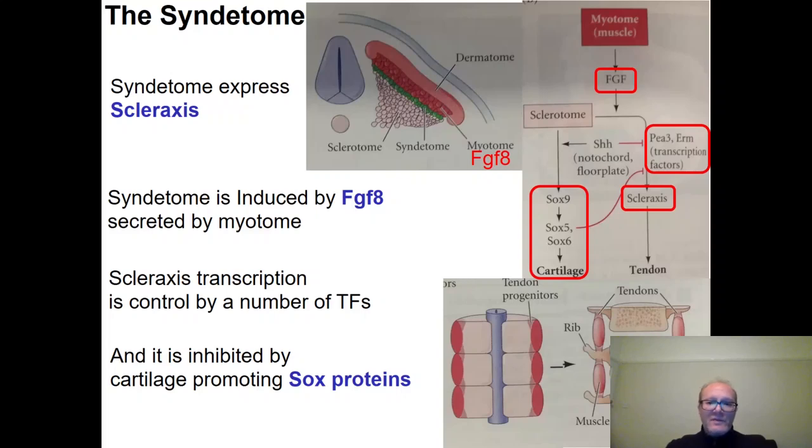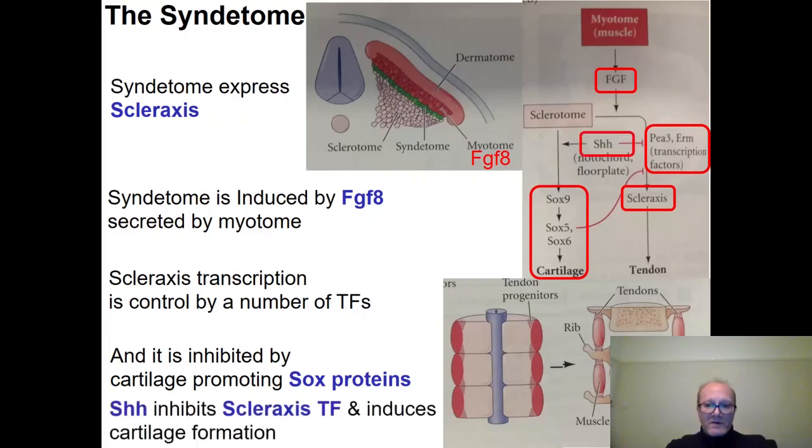And in the differentiation between becoming syndetome and sclerotome, SHH plays an important role. Indeed, SHH induces the expression of the SOX group of genes, which inhibit the expression of the transcription factor that would induce the expression of scleraxis. So in a way, SHH maintains the identity of the sclerotome cells, avoiding the expression of scleraxis that would otherwise turn the sclerotome cells into syndetome.